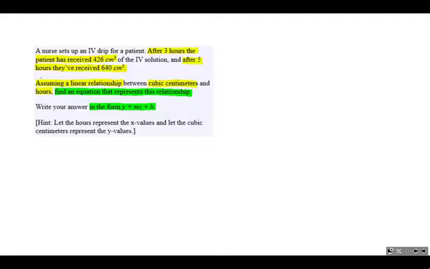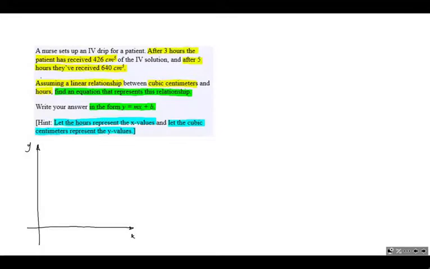So with a linear relationship between cc's and hours, we want to find an equation that represents this relationship. Write your answer in the form y equals mx plus b. And there's a hint here. It says let the hours represent the x values and let the cubic centimeters represent the y values. So in a problem like this, probably a good idea to start with an xy axis. So let's go ahead and draw that in and then use our hint here to help us figure out how to label each of the axes.